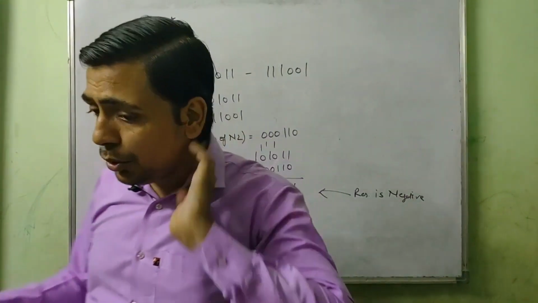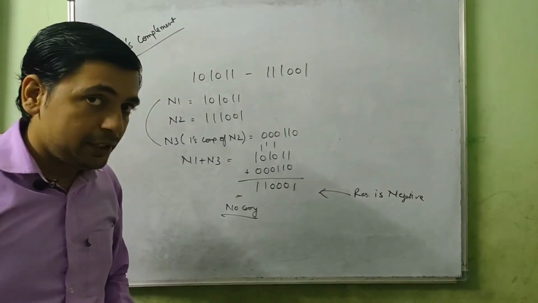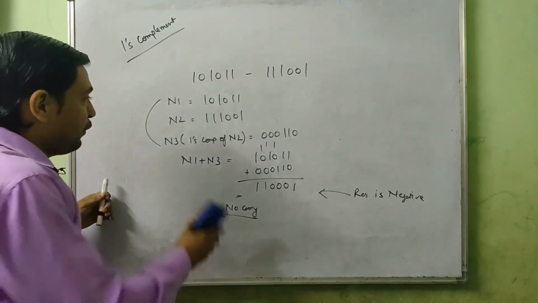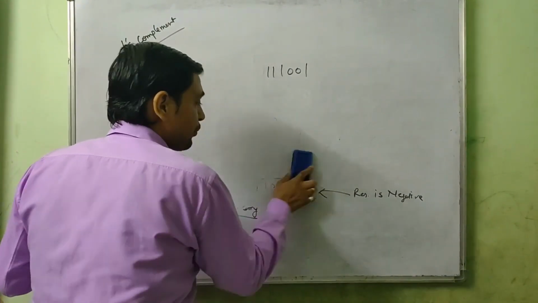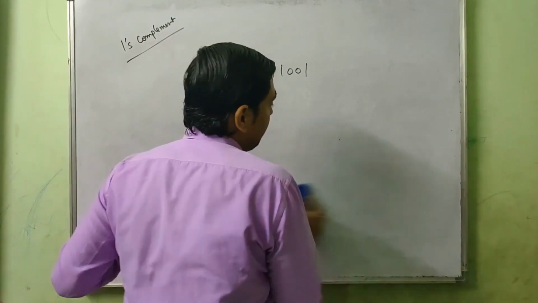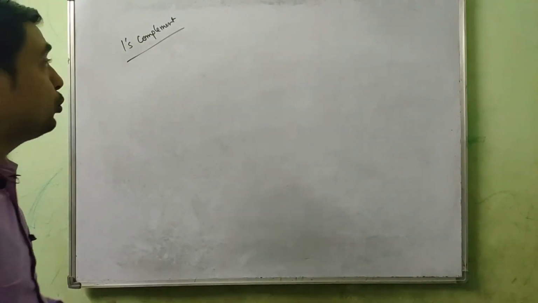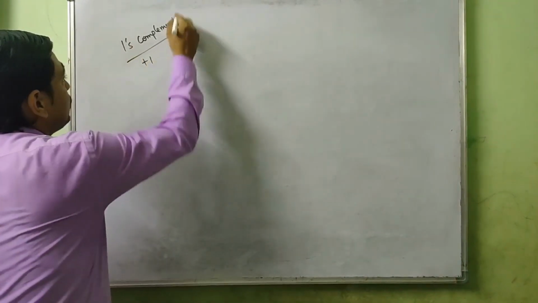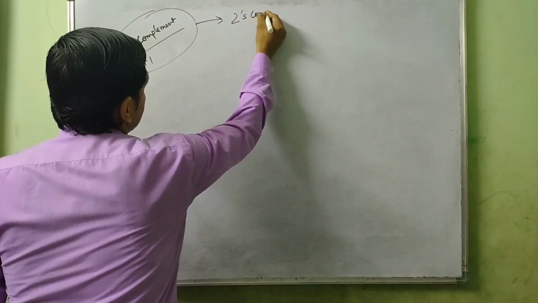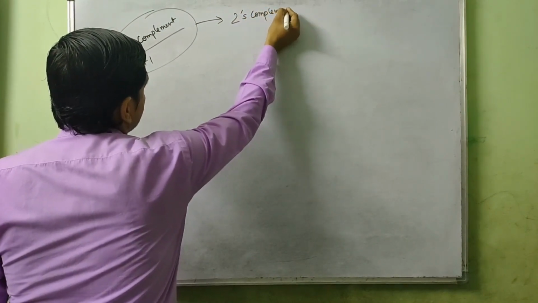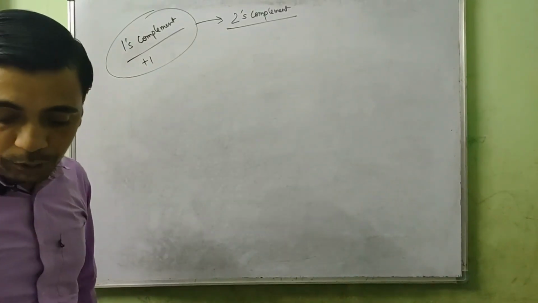Now let's do the subtraction with 2's complement. Before that, let's see how to form 2's complement of a number. It's very easy. You learned how to form 1's complement, right? Adding 1 to the 1's complement will provide you the 2's complement. Okay, so let's do it with 2's complement.